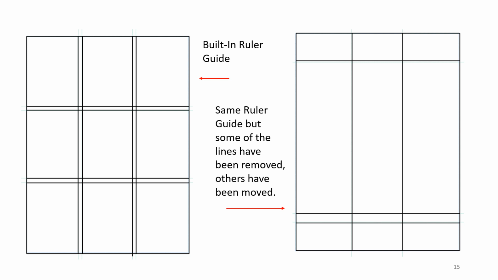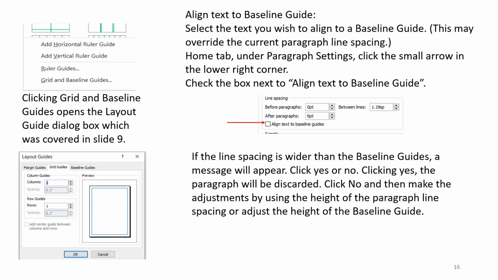Built-in ruler guide. Same ruler guide, but some of the lines have been removed or others have been moved. Clicking Grid and Baseline Guides opens the Layout Guide dialog box, which was covered in Slide 9. Align text to Baseline Guide.